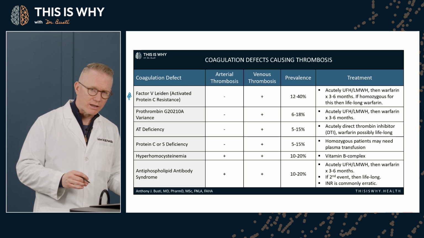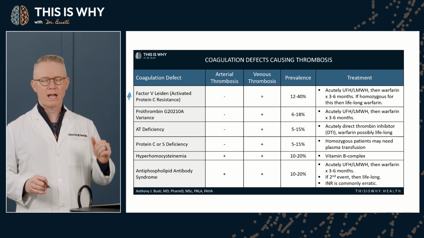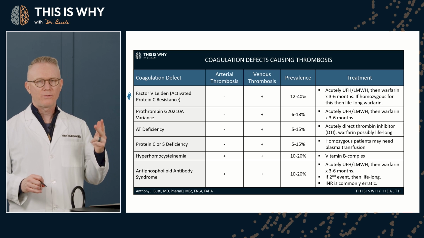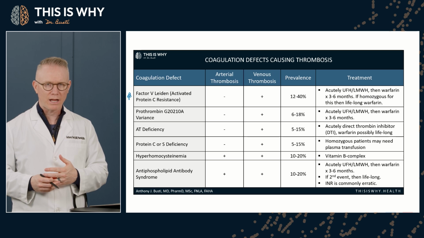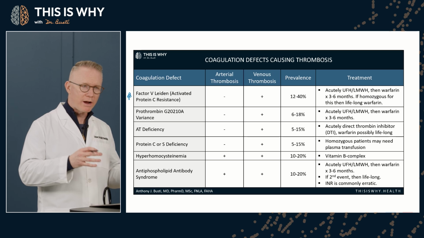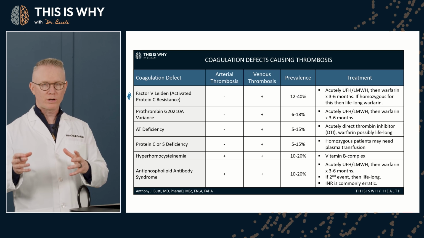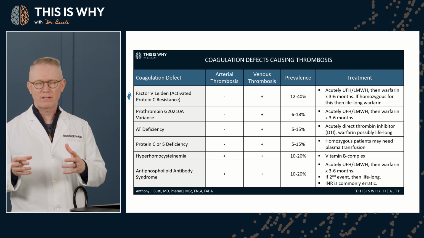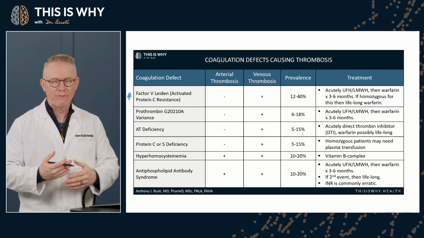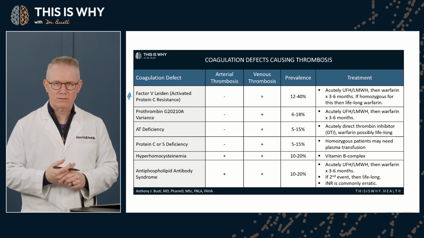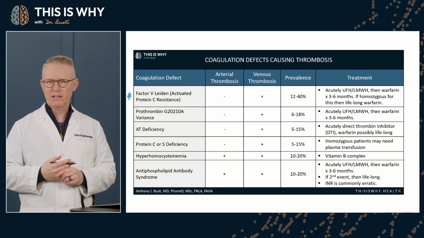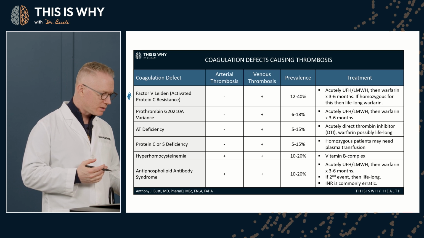Antithrombin is the target for heparin molecules like unfractionated heparin, low molecular weight heparins, and even fondaparinux, which is a factor Xa inhibitor, right? That's parenterally administered. All of those require the presence of antithrombin in order to work. So if you have somebody who's antithrombin deficient, you are not going to have that desired pharmacologic effect, okay?